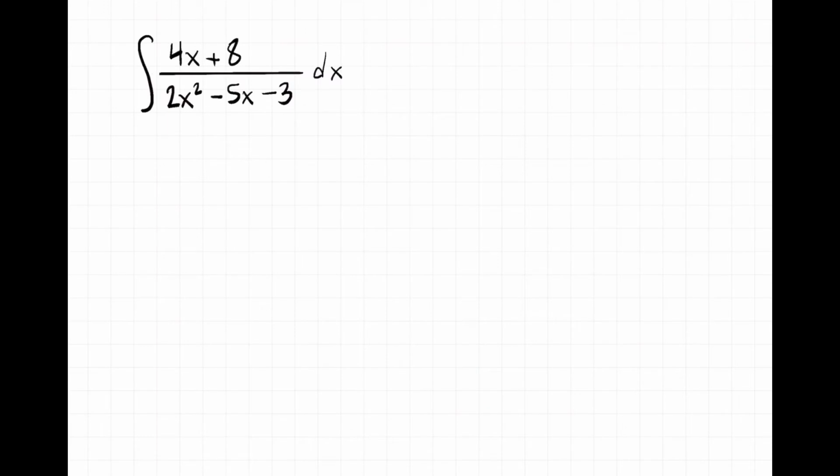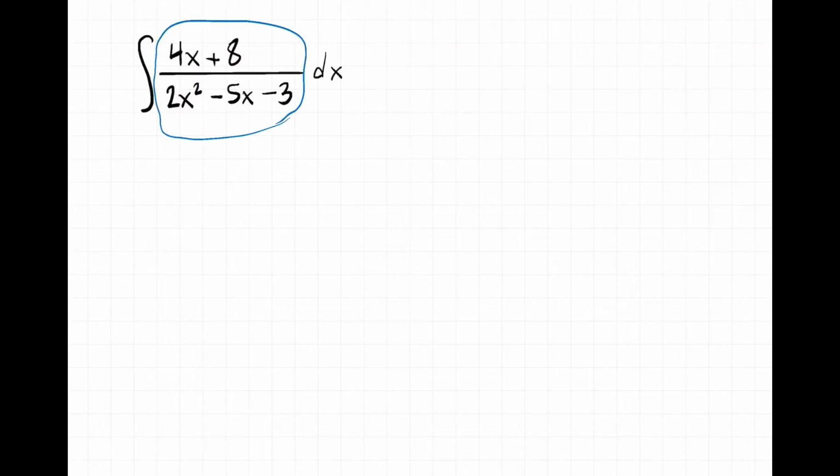With all the preliminaries out of the way, at last we're finally ready to look at the technique of partial fraction decomposition. Let's take an example integral we'd like to solve, the integral of (4x + 8) over (2x² − 5x − 3) dx. Notice that our integrand here is a proper rational function.